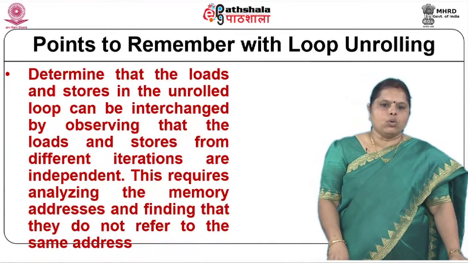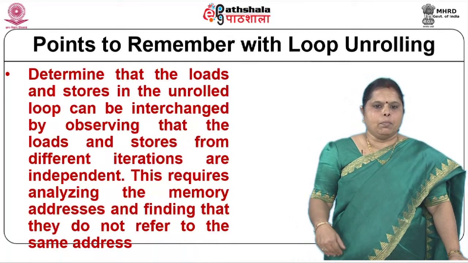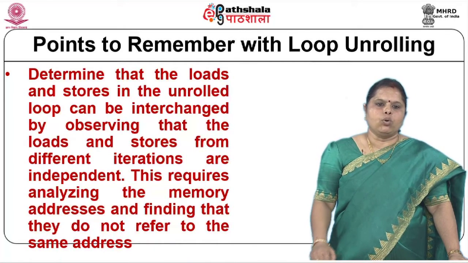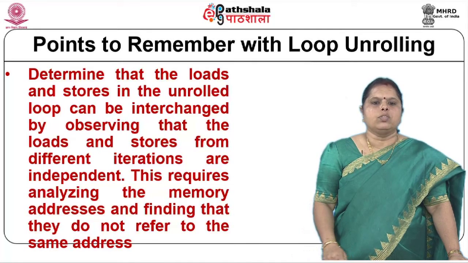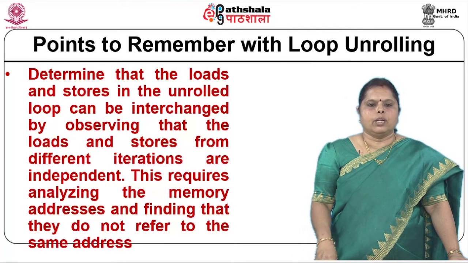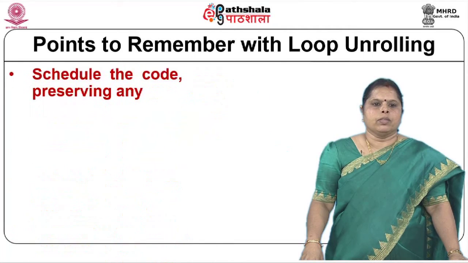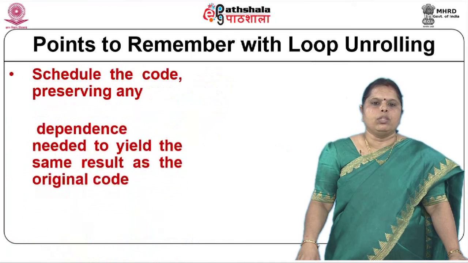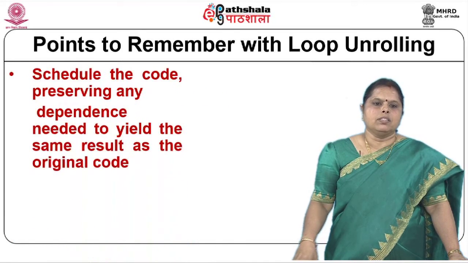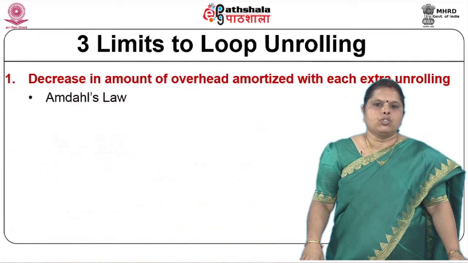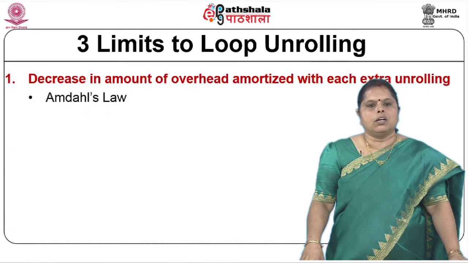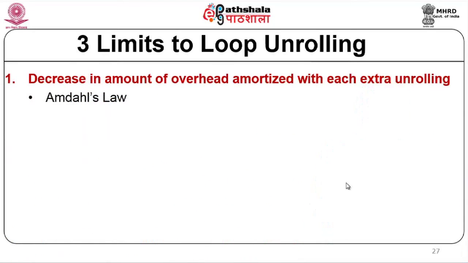And determine that the loads and stores in the unrolled loop can be interchanged by observing that the loads and stores from different iterations are independent of each other. This requires the analysis of the memory addresses and finding that they do not refer to the same address. And of course, finally, schedule the code, preserving any dependencies needed to yield the same result as the original code. Of course, you have certain limits to loop unrolling. One is, as Amdahl's law says, it is a law of diminishing returns. So, there is a decrease in the amount of overhead that is amortized with each extra unrolling.